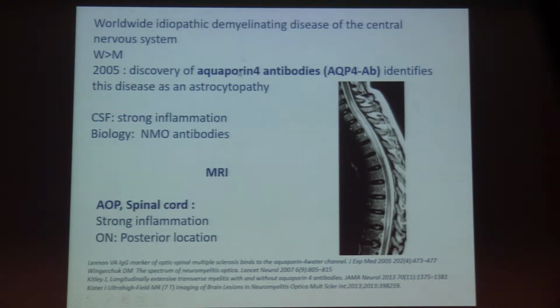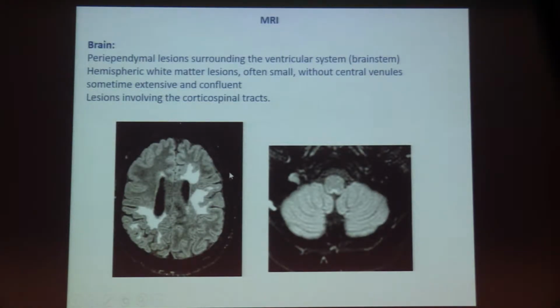When you have something that could be Devic disease and the dosage is positive, it is a strong argument for this disease, and this is very important because the treatment is very specific. On MRI, we used to know that there was optic nerve inflammation and spinal cord inflammation, and we know now that there are a lot of brain lesions also.